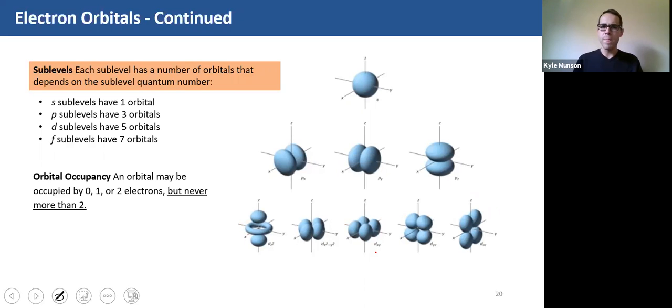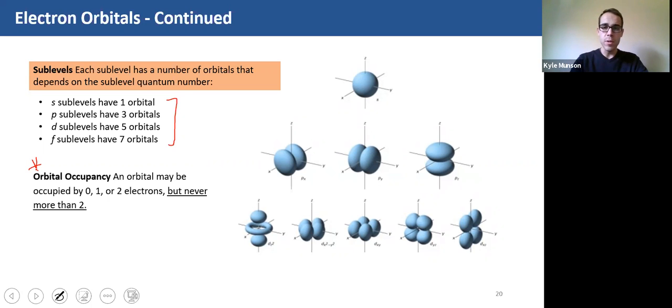So each sublevel has a number of orbitals that depends on the sublevel quantum number. Here it's listed over here. S sublevels have 1 orbital, P sublevels have 3 orbitals, D sublevels have 5 orbitals, and F sublevels have 7 orbitals, okay? And each of these orbitals can have either 0, 1, or 2 electrons, but they can't fit more than 2 electrons. Never more than 2. So over here on the right are shapes of these orbitals.